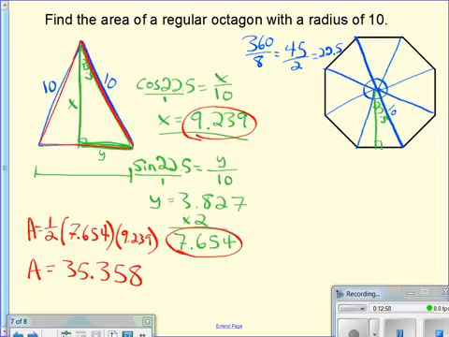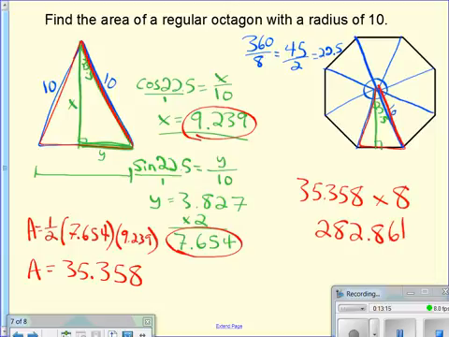Then again, once you find one triangle, you take that 35.358 and you realize, hey, I got more than one. I've got a total of 8 triangles, so I multiply that by 8, and I get a whopping total of 282.861, and I didn't get a unit, so I'm just going to put units squared. And that's my last area.